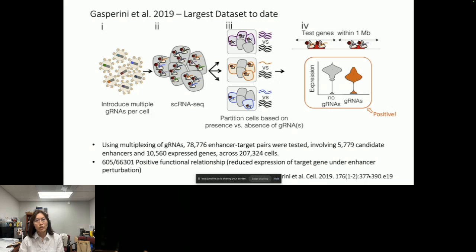Unfortunately, there were less than 1% of the total data that was positive. It was about 600 EP pairs out of 66,000 potential EP candidates, so that was an extremely imbalanced data set.